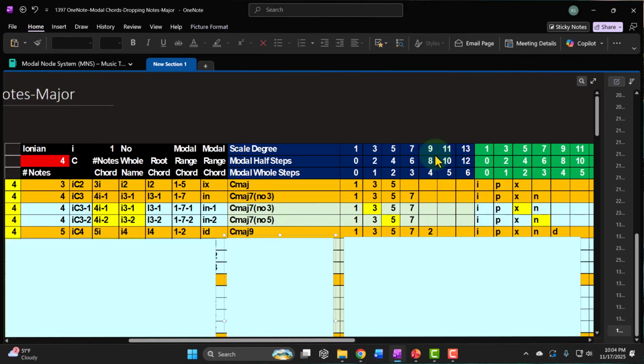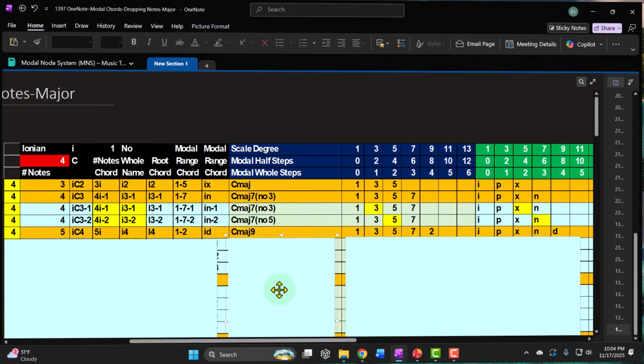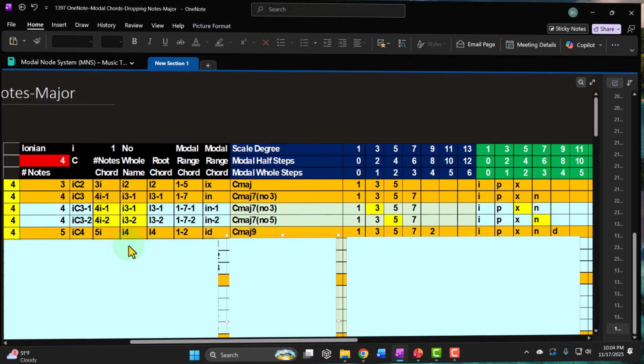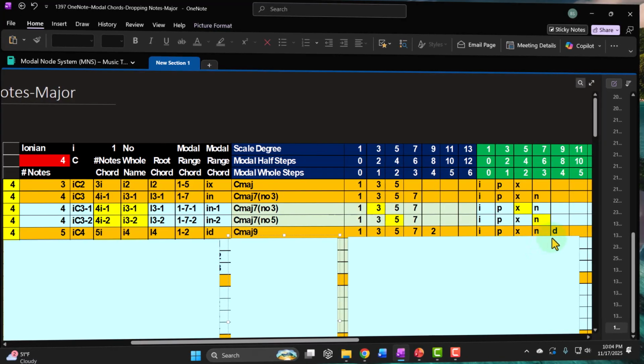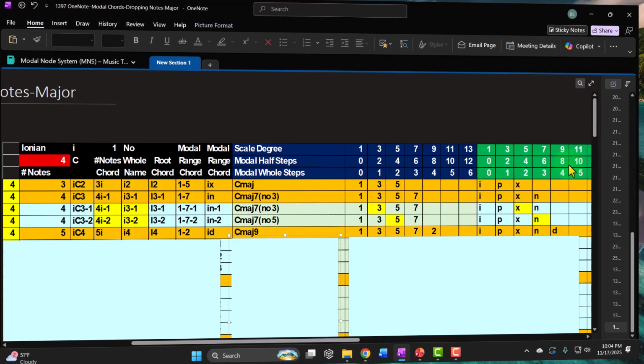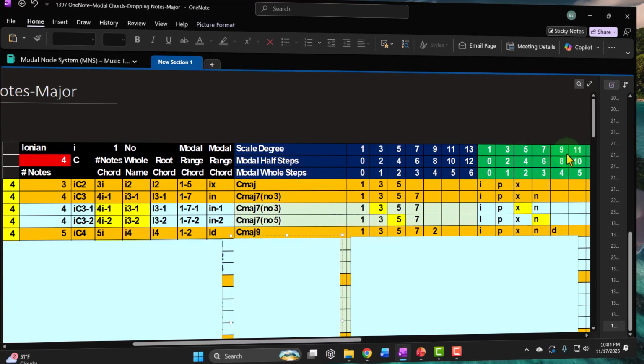Now, I would rather call it 8 modal half steps, or 4 modal whole steps up from a distance perspective. So I would like to call it a 5-note Ionian or an Ionian 4, meaning from the Ionian node, we go 4 modal whole steps up, which would be 8 modal half steps. 4 times 2 plus 1 would be the 9th scale degree if you want to think about it that way.